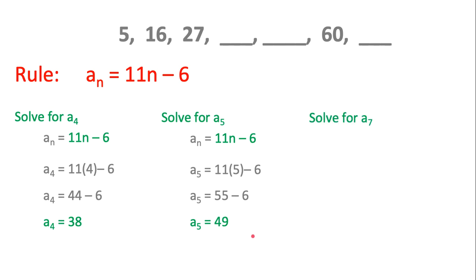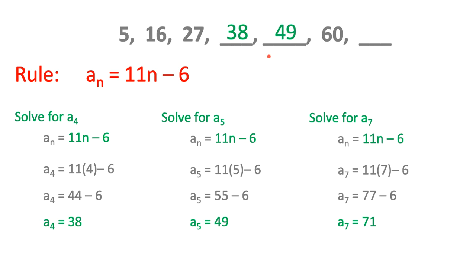Next is to find the seventh term. Again, let's follow the pattern. a sub n is equal to 11n minus 6, where a sub n is a sub 7. And n is 7, so it will be 11 times 7 minus 6. Multiply 11 with 7 equals 77. Minus 6 is 71. So our seventh term is 71. Therefore, our missing terms are 38, 49, and 71. Hope you followed the steps and can find the missing term on your own.